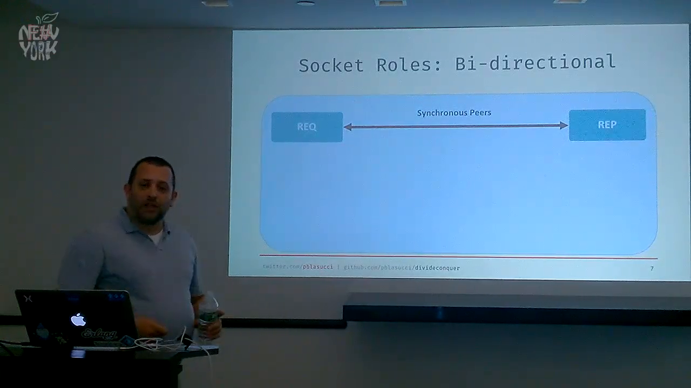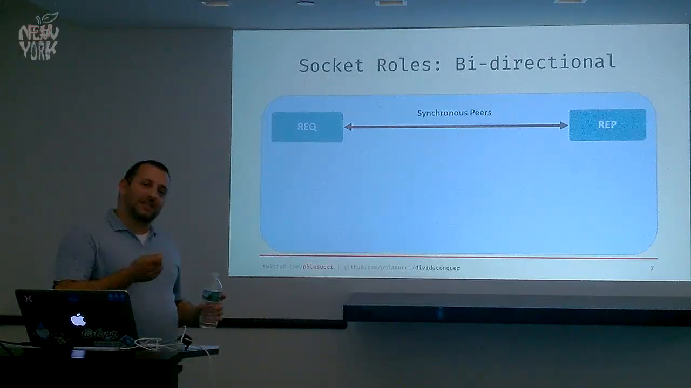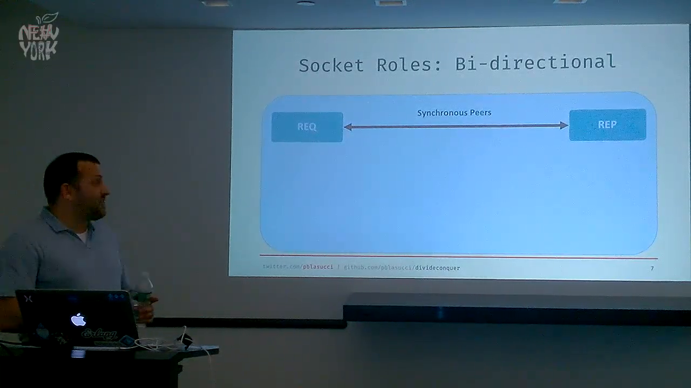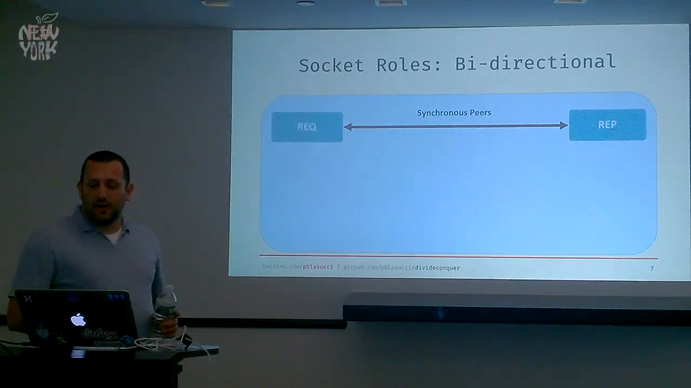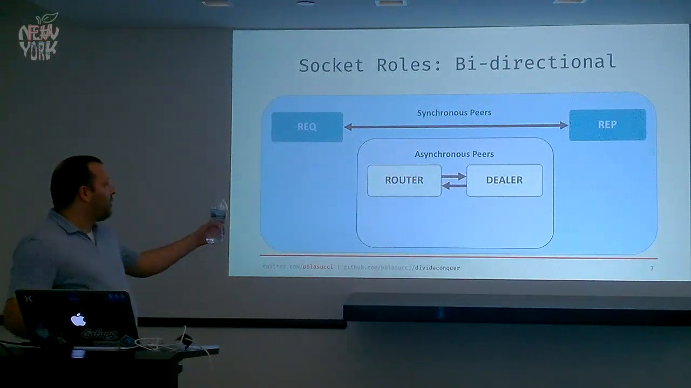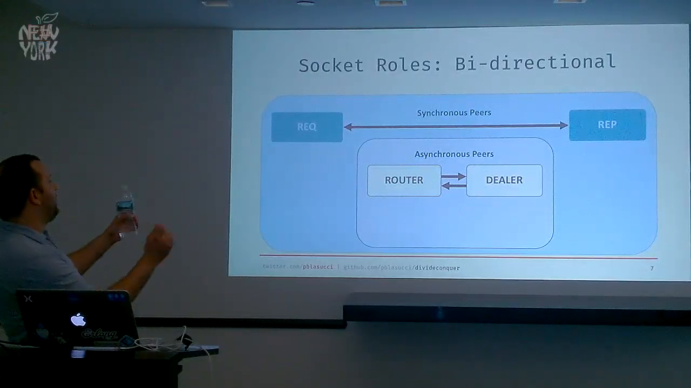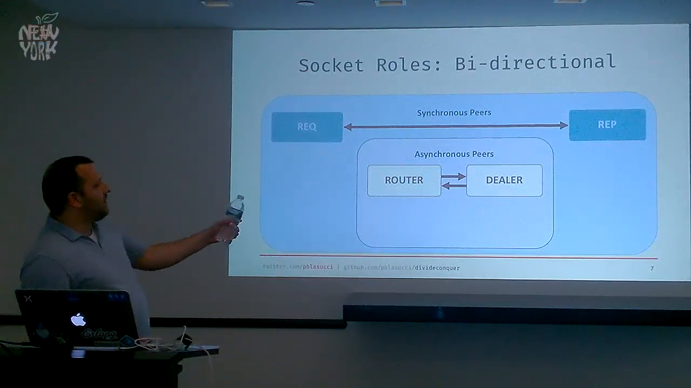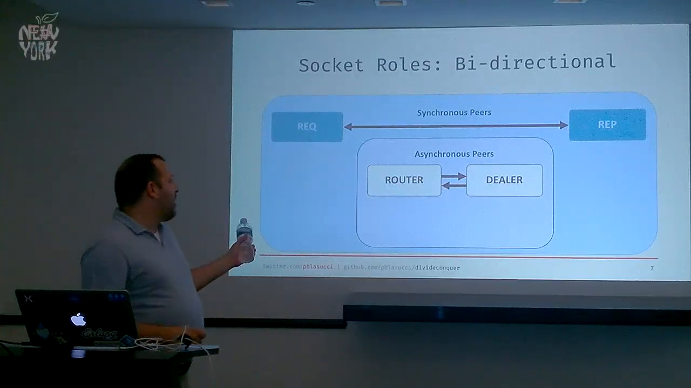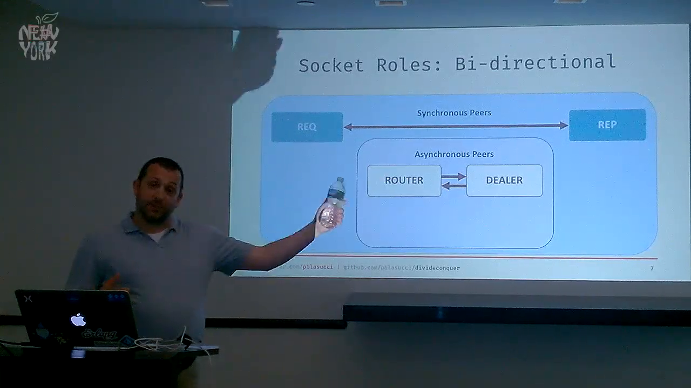That may sound very limiting. In a lot of scenarios, it's exactly what you need. It's the simplest possible thing. It is not always useful, which is why we also have asynchronous peers, a router and a dealer. And those should actually be inverted, because dealer is logically the asynchronous extension of a req socket. A router is the asynchronous extension of a rep socket.